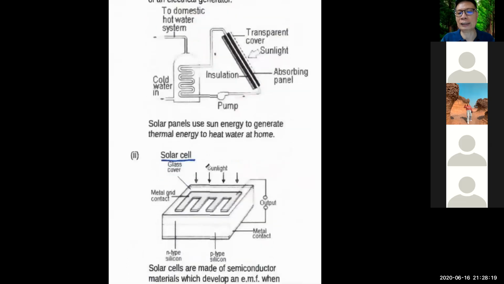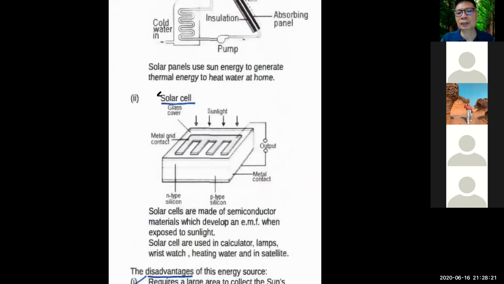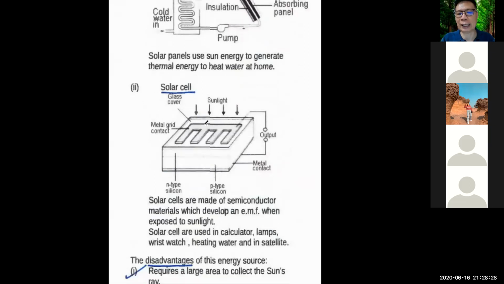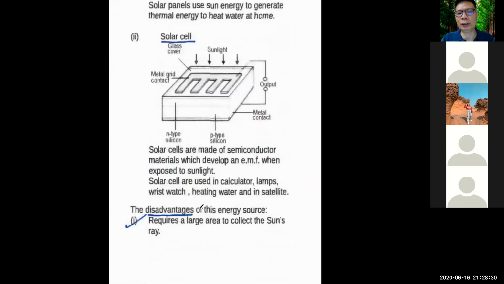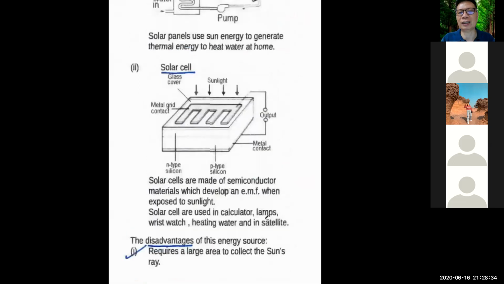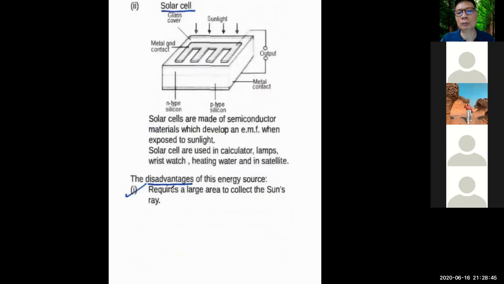Okay. Then solar cell. Solar cell absorbs the sunlight and directly turns it into electricity, so we call it solar cell, okay? Disadvantage, it requires a large area to collect the sun rays. To collect enough sunlight to produce electricity, I tell you, the panel will be very, very big. So you need a very big area to collect the sunlight, so very troublesome, okay?